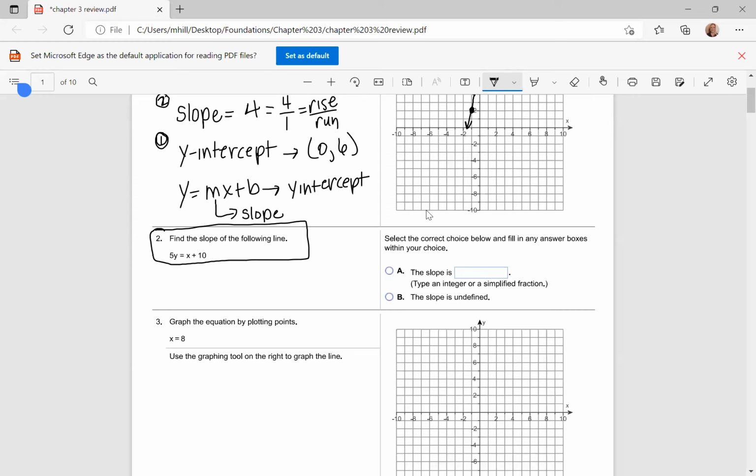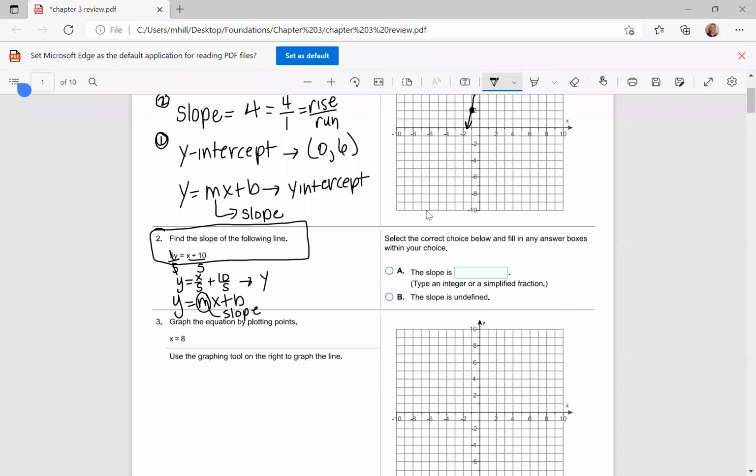Okay, so when we're solving this, in the end we want it to look like y equals mx plus b, because the m would be our slope, and that's what we're looking for. So in this problem, all we would need to do is divide both sides of our equal sign by 5. Those 5s are going to cancel out, and I would get y is equal to, and we separate this out and write x over 5 plus 10 over 5.